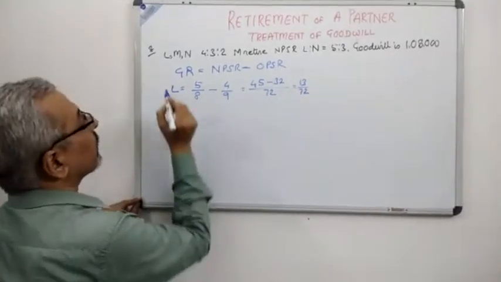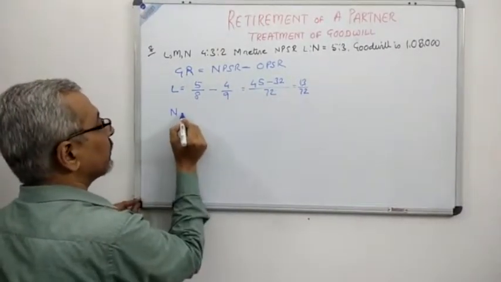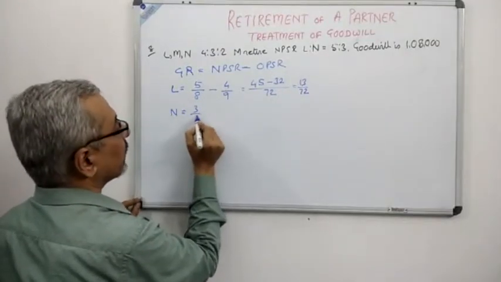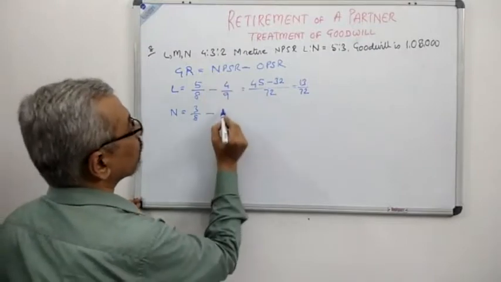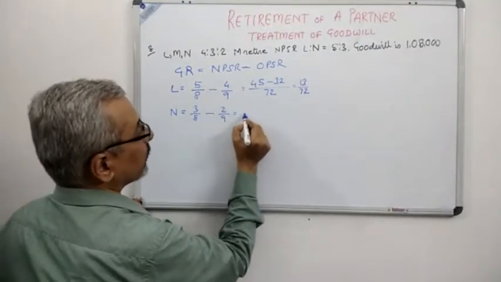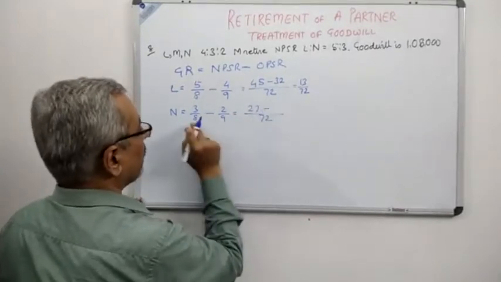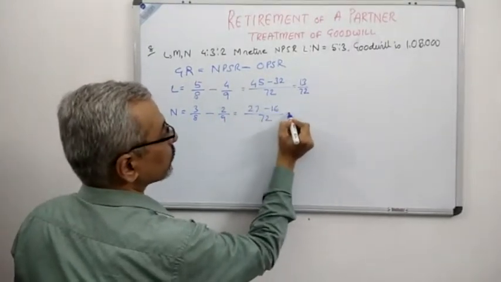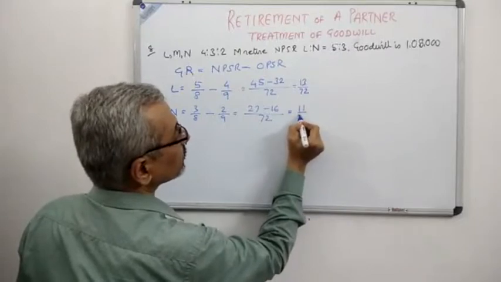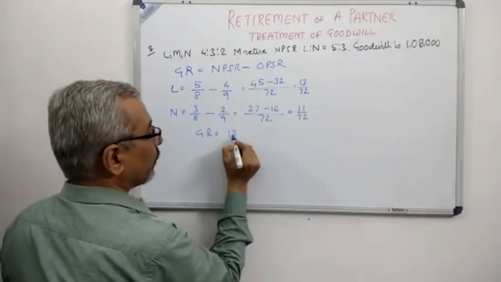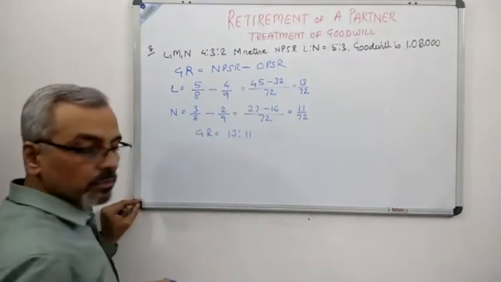Now the next partner M has retired, so N is remaining. Over here N's new share is 3/8 and old share was 2/9. Again the LCM is 72. 9 3s are 27 and 8 2s are 16. So over here we are getting 11/72. Therefore the gaining ratio which we have got is 13:11.